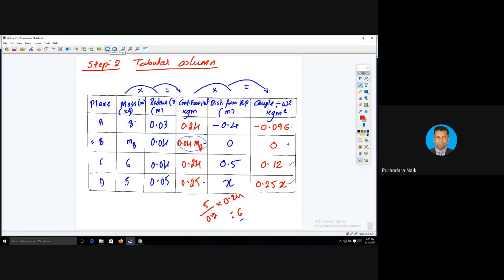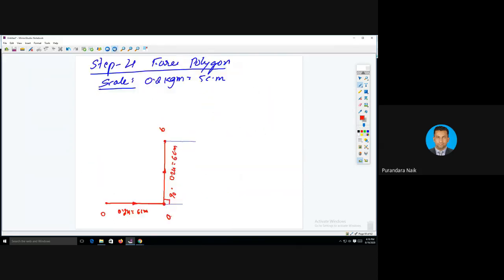How to convert that? 0.2 pi, 5 divided by 0.2 into 0.25. It is 6.25 centimeter. But angle is 300. You need to measure the angle from here. This is theta D is equal to 300 degree.